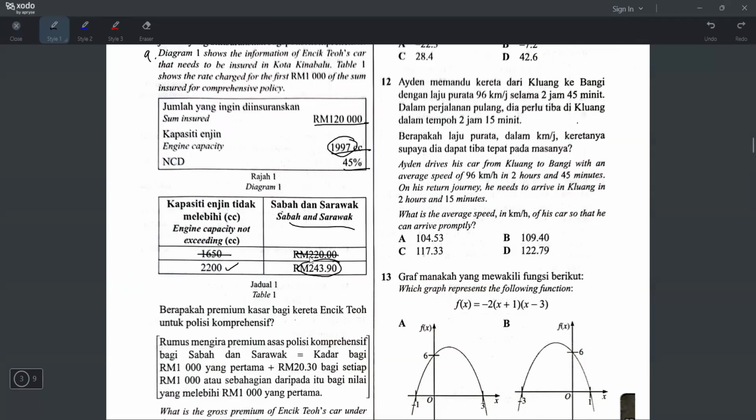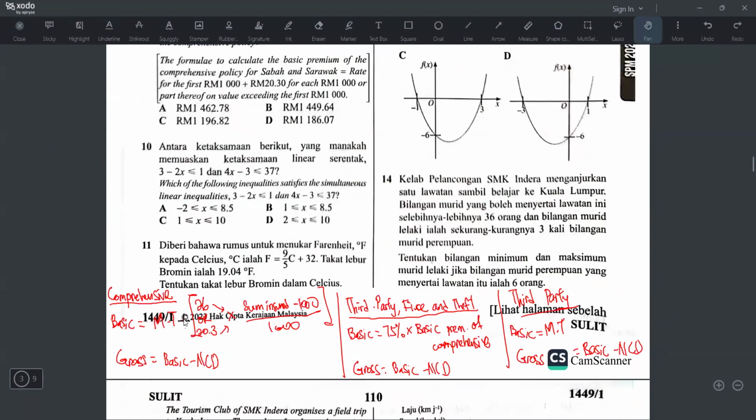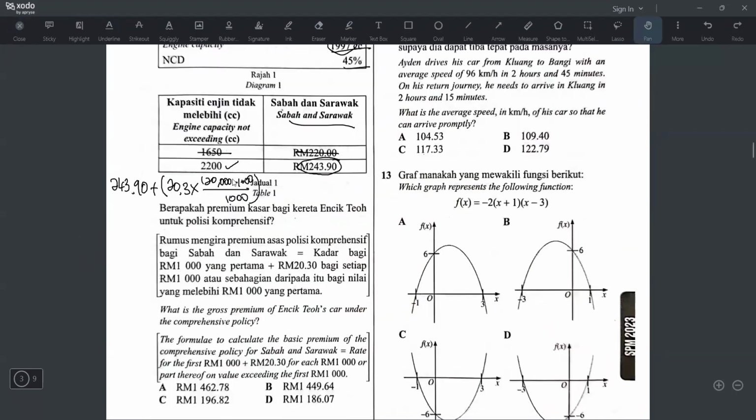This is the rate. But this is not the answer. I have to take 243.90 plus with what? Open bracket, 20.3 times sum insured 120,000 minus 1,000 divide 1,000. Okay, because I told you already, that's the formula. After you tengok motor tarif, the motor tarif is only the rate for first 1,000. You still have to plus with this, right? And I will use 20.3 because it's Sabah Sarawak. And then times with sum insured minus 1,000 divide 1,000. Okay, that's why it's like this.